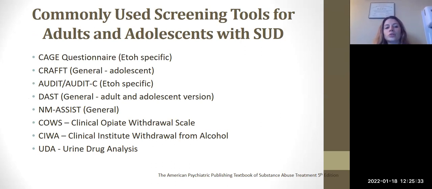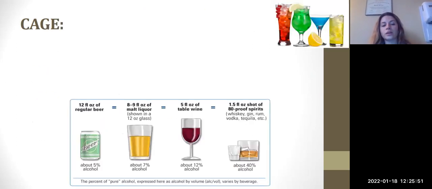So some commonly used screening tools within the substance use disorder population that I'm going to show you here in a minute are the CAGE, CRAFFT, AUDIT, DAST, NIDA-Modified ASSIST, and then things that we might use for symptom tracking. More on the medical side would be COWS, CIWA, and UDA or UDS.